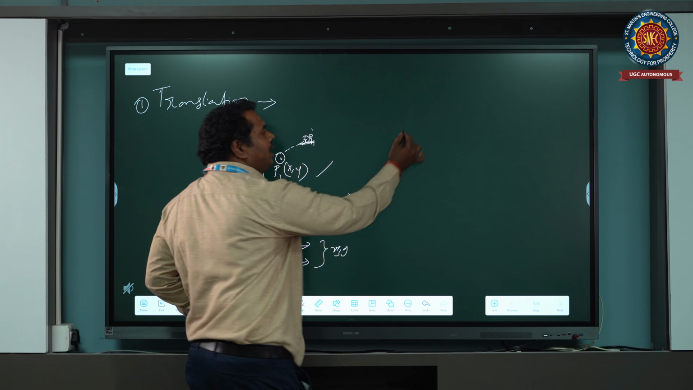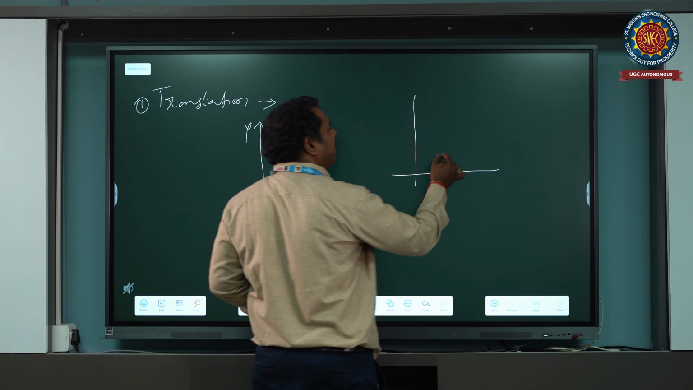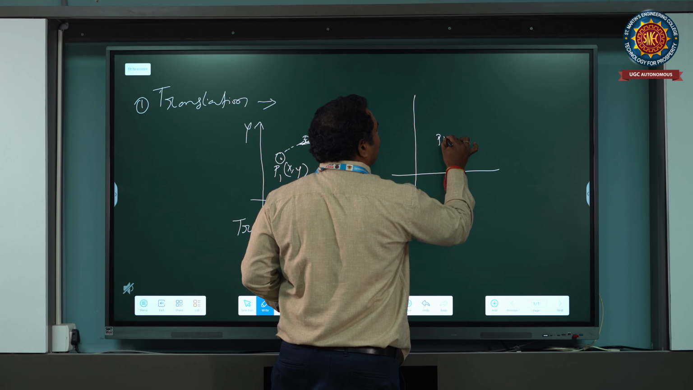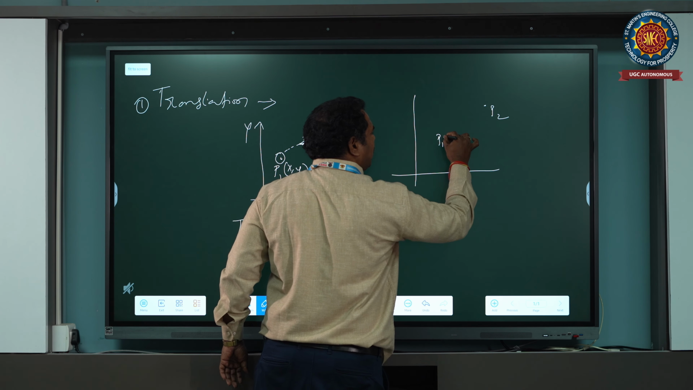It will have a line. If you need to construct any line, it will require 2 points, that is P1 and P2. You have to construct a line.